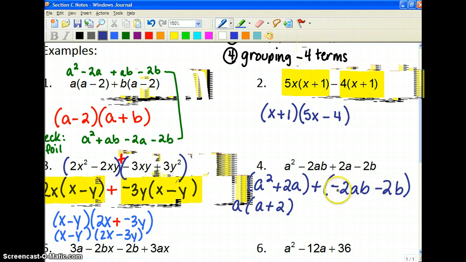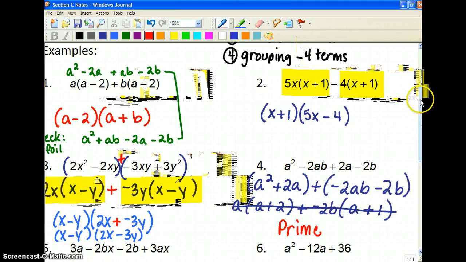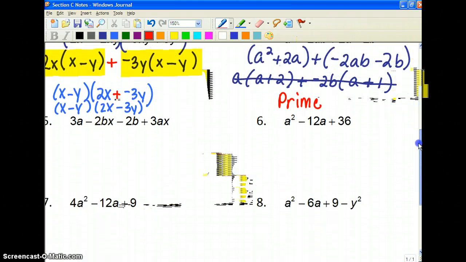Over here, what are we going to take out? Negative 2b, and we'll get a plus 1. So did it work again? It did not. So if you cannot factor it, what do you call it? Prime. This one is non-factorable. It won't work. All right, sometimes that happens, not very often.